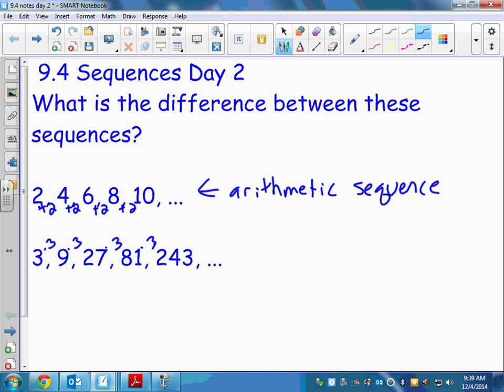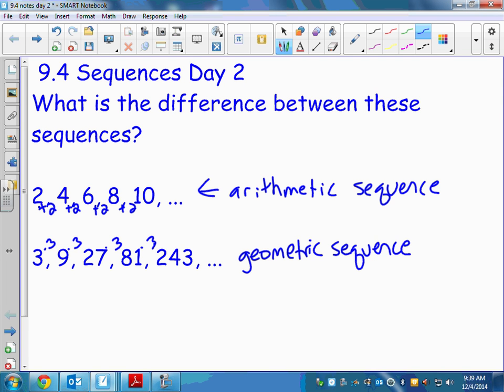This, we're multiplying, we call this a geometric sequence. Get it? Arithmetic, geometric. Geometric sequence. The important thing to know is the formulas are different if you're adding each time or if you're multiplying each time. So you have to make sure that when you're writing your formulas, you're using the right formula. If it's an arithmetic sequence, you use the arithmetic formula. If it's a geometric sequence, you use the geometric formula.